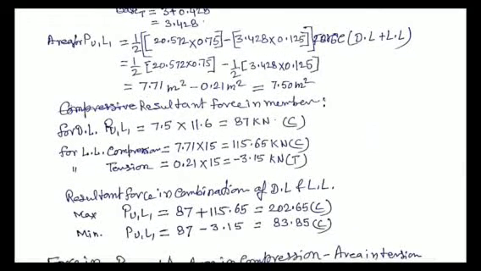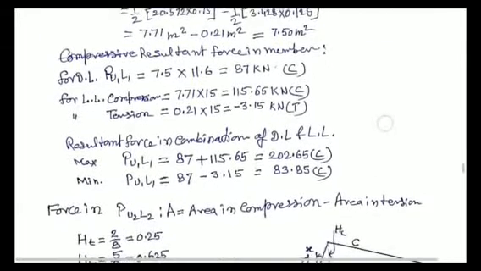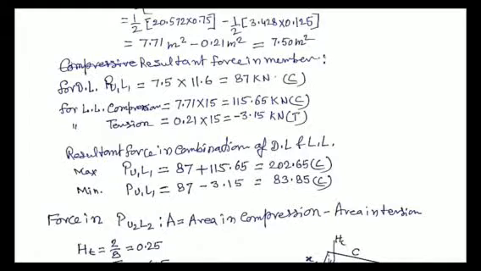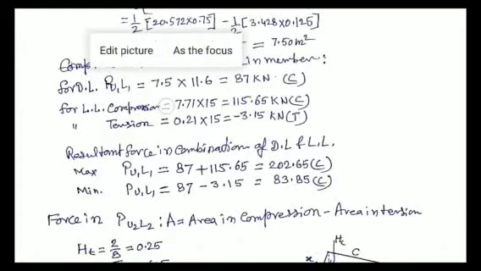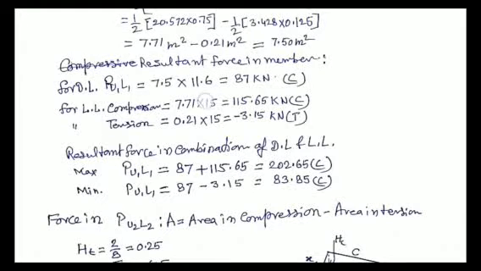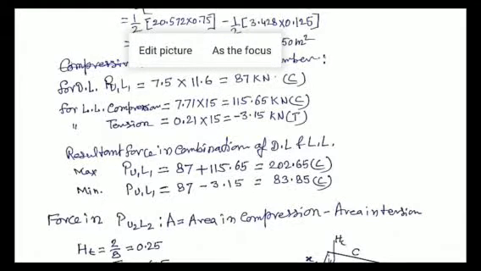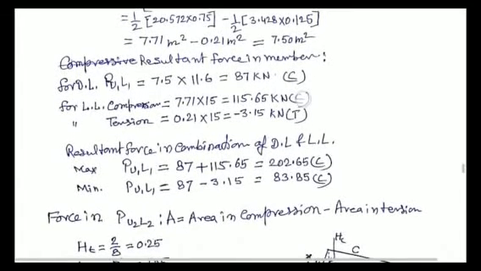Now we are going to find out the forces in compression zone and tension zone separately for the dead load and live load both. So first of all, the total resultant force in the member due to dead load will be 7.5 multiplied by 11.6. This is dead load. So the force in member P U1 L1 due to dead load comes out to be 87 kilonewton, which is compressive in nature.